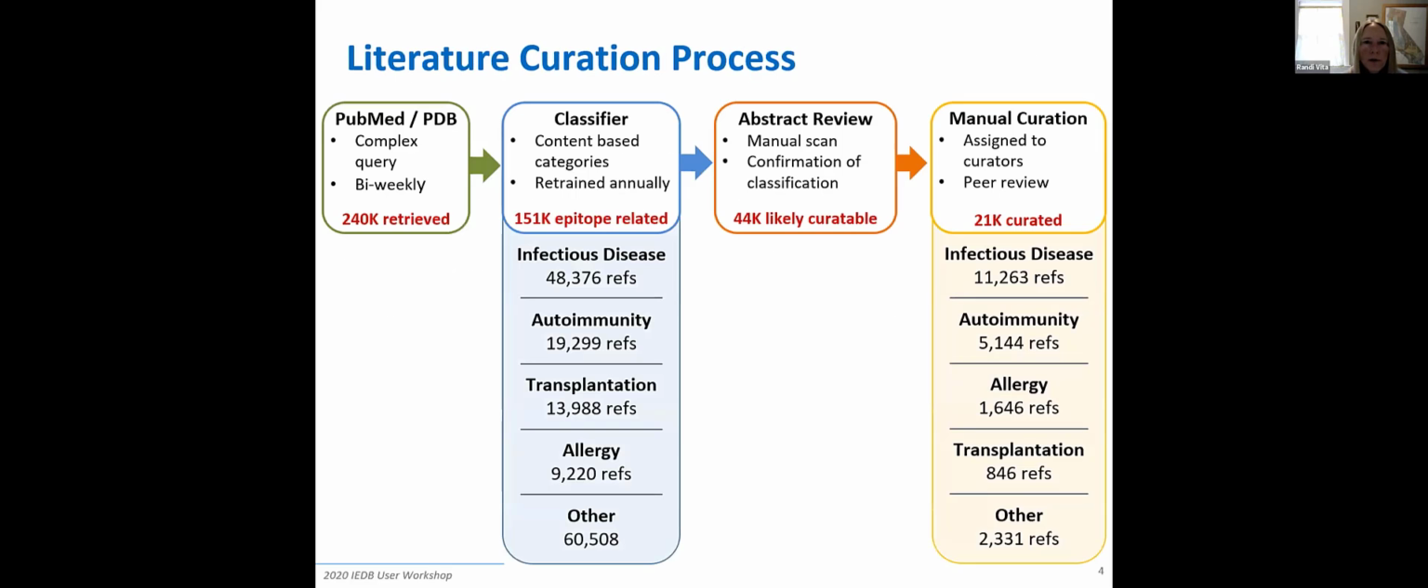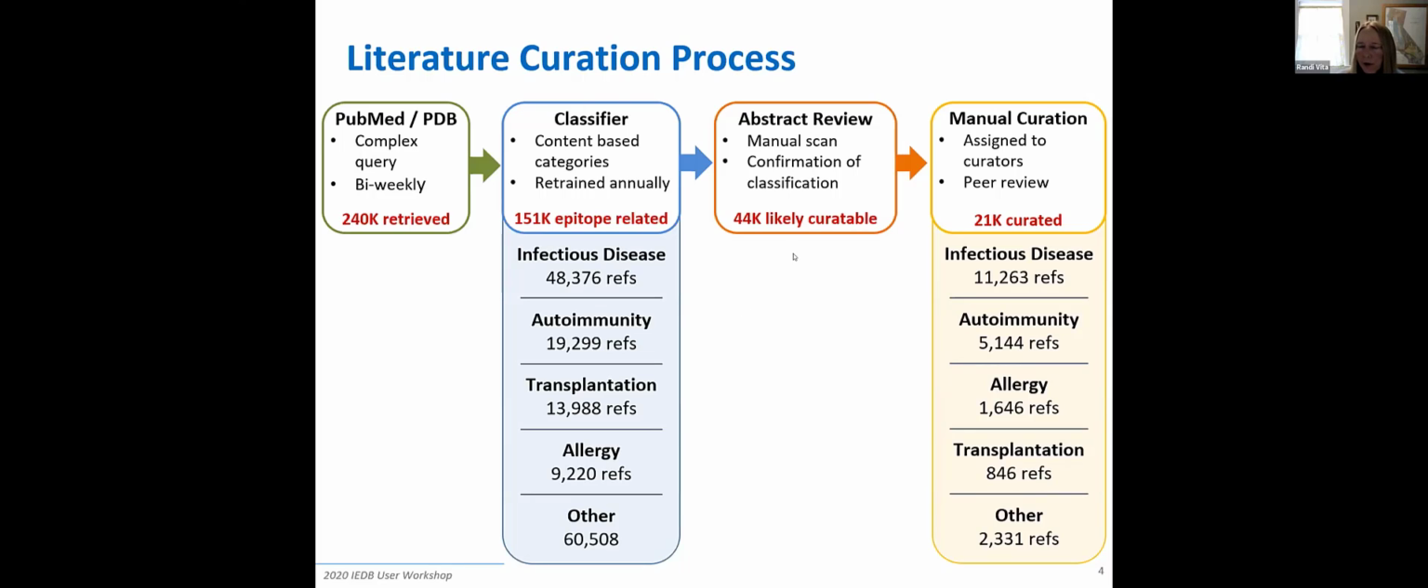So you saw some of this curation process in Alex's slides. We go to PubMed every 2 weeks, and we've retrieved more than 240,000 papers from PubMed so far. We capture all the data from the very beginning of PubMed until 2 weeks ago. And we also query the PDB looking for epitope relevant structures where an adaptive immune receptor is bound to its epitope. And then it runs through the automated classifier, as Alex mentioned, and that categorizes the papers and also looks for whether or not they would be curatable. And then there's a manual scan.